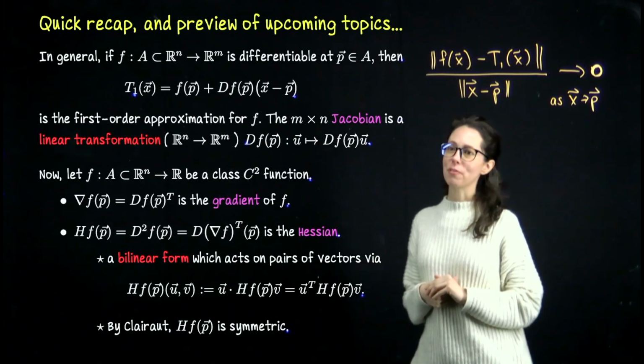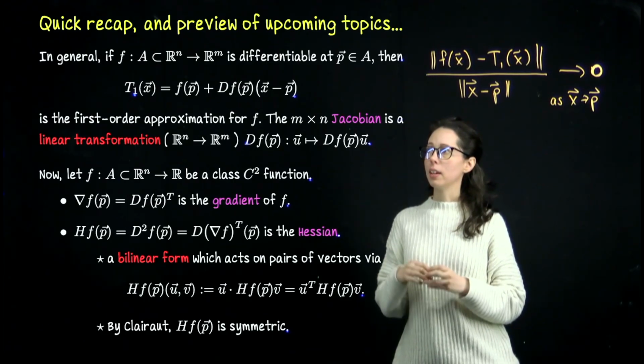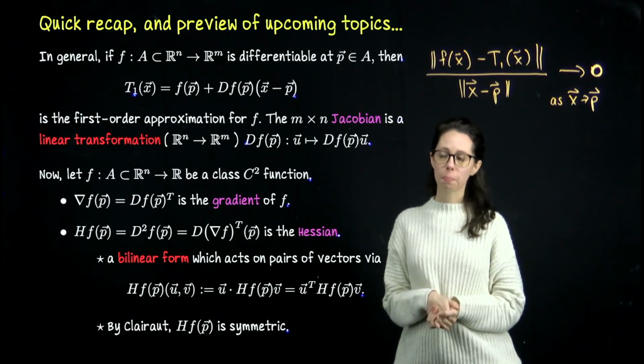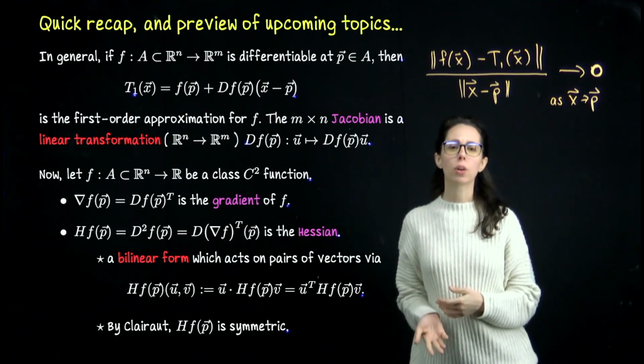More recently, we've been focused on scalar valued functions. So the codomain for f is one-dimensional. And in particular, we've been looking at C2 functions so that we could start thinking about higher order derivatives, namely the second order derivative.